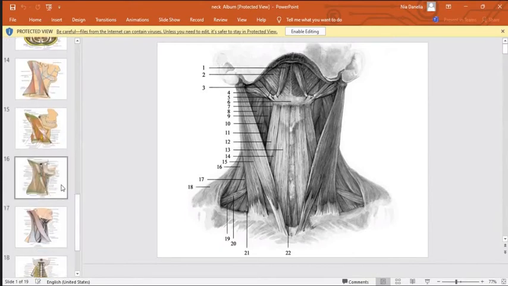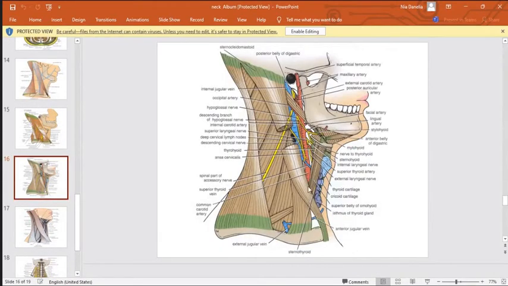The content of the carotid triangle is the common carotid artery, internal jugular vein, and vagus nerve. The common carotid artery is located more medially in the carotid triangle, as we see in the picture. Laterally to the common carotid artery is located the internal jugular vein, and between the vein and artery, and behind the vessels, is located the vagus nerve.